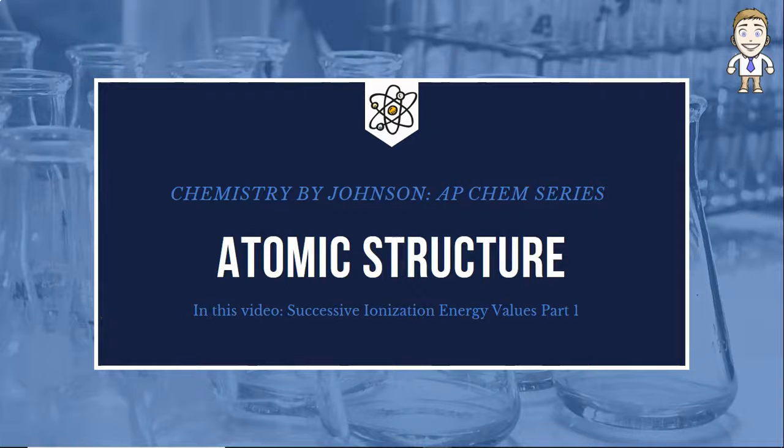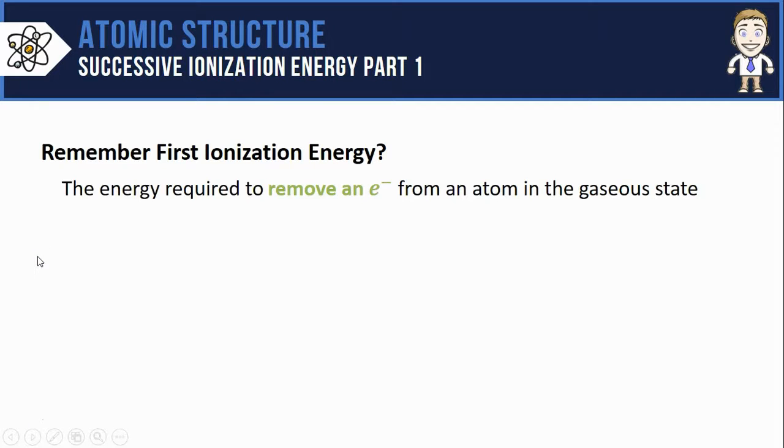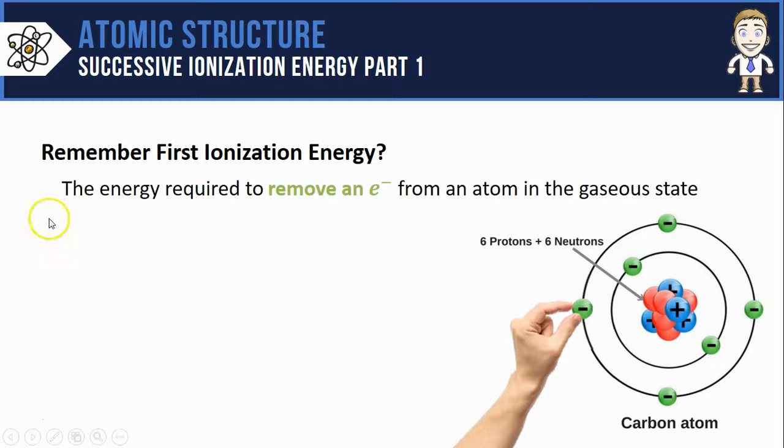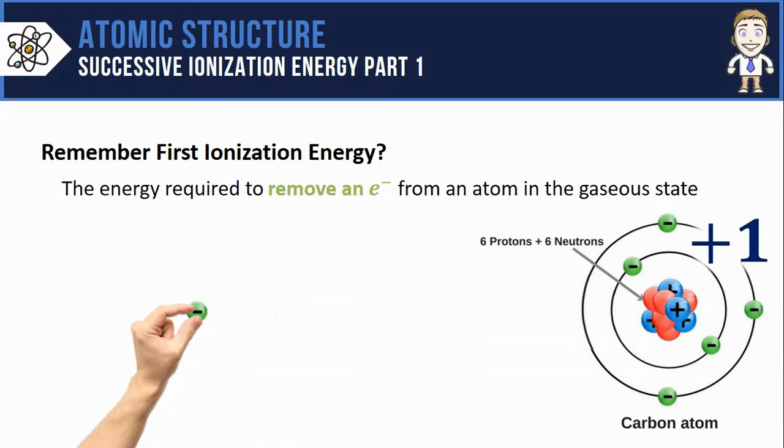Hey everyone, in this AP Chem series video, I'll explain what we mean by the term successive ionization energy values. First, let's remember that ionization energy itself is simply the energy required to remove an electron from an atom. We can model that with this carbon atom by removing an outermost electron, turning it to a +1 cation, and measuring the amount of energy it took to remove that electron.